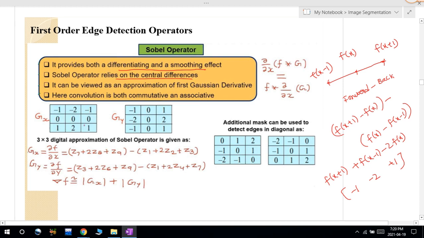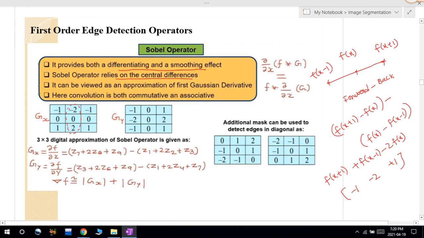In case of the Sobel operator, we will give more weightage to the central pixel. That is your central differences. What is the meaning of central differences? There is a slight difference between the Prewitt operator and the Sobel operator. In case of the Prewitt operator, this will be minus 1, 0, and some values will be there. But in case of the Sobel operator, we will give more weightage to the central pixels. So that's why we are getting minus 2, 0.